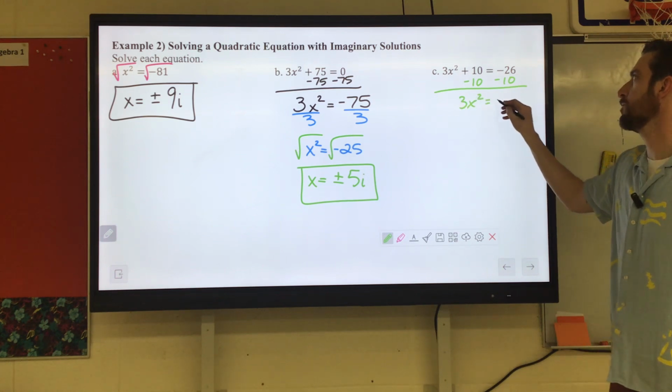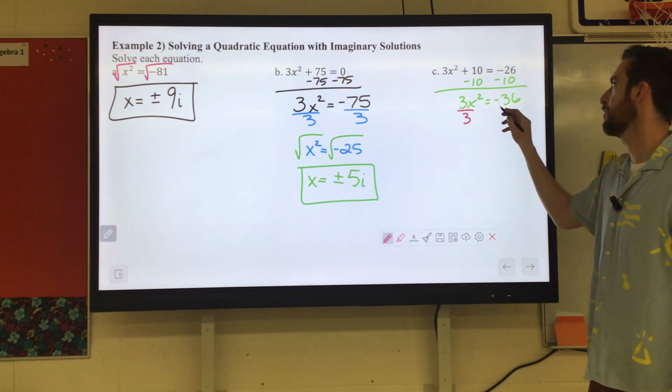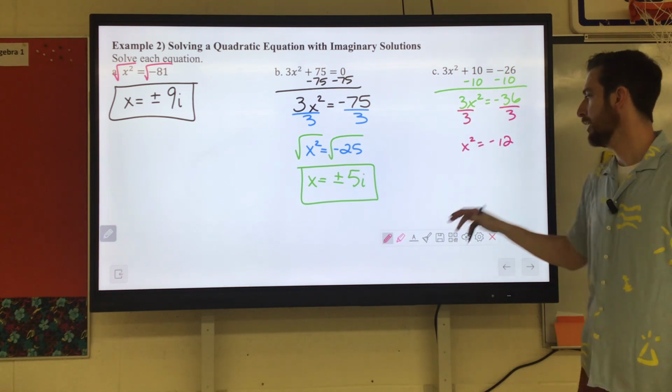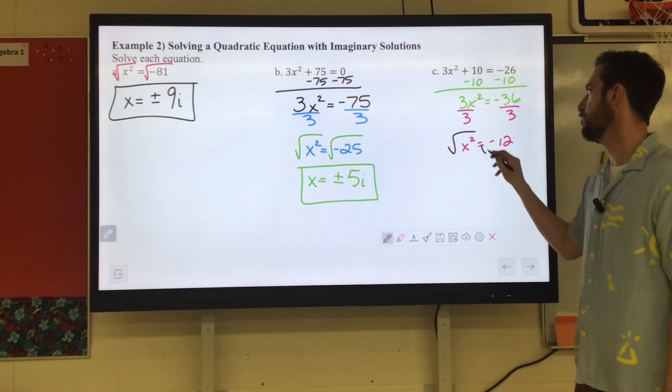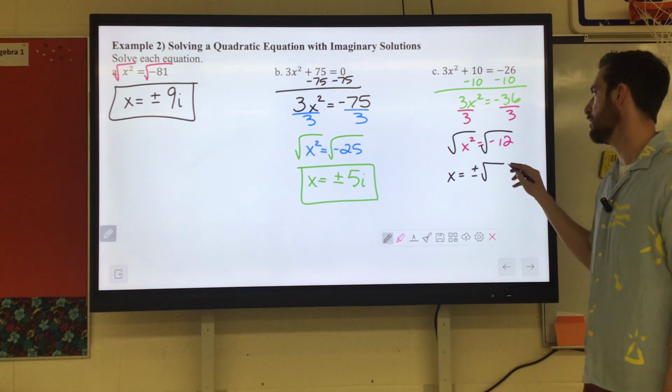3x squared equals negative 36. We'll divide the 3 there. X squared equals negative 12. And then here's where we're going to square root both sides. We've got to include the plus or minus.